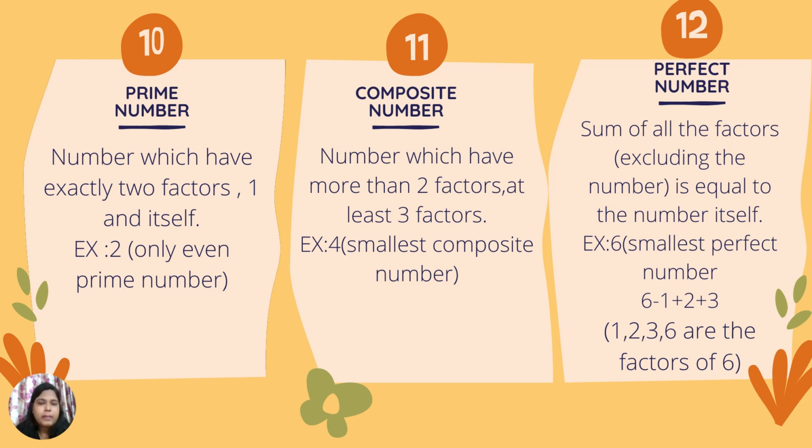Then next is perfect number. What is a perfect number? The sum of all the factors excluding the number is equal to the number itself. For example, let's say 6. 6 has how many factors? 4 factors: 1, 2, 3 and 6. So except the number, that means except 6, the factors are 1, 2, 3. The sum of 1, 2, 3 is equal to 6, the number itself. So it is a perfect number, right?